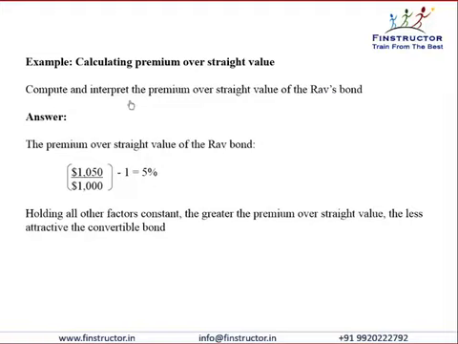So compute and interpret the premium over straight value of the RAVs bond. Premium over straight value would be 1050 upon 1000 minus 1, that is 5%. That is the current price of the bond upon the straight value of the bond minus 1.